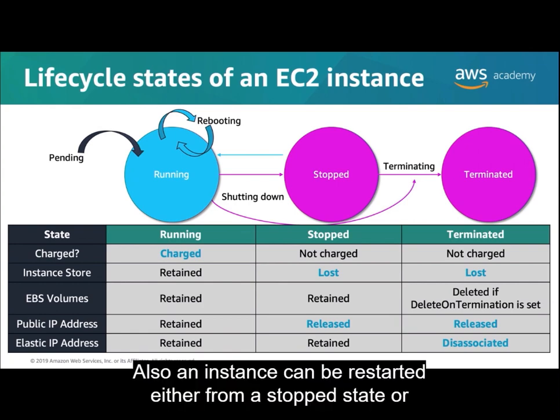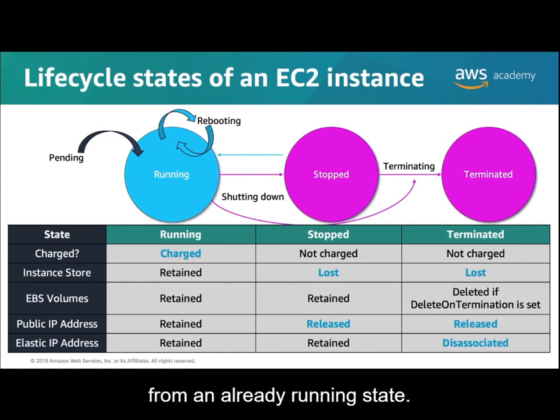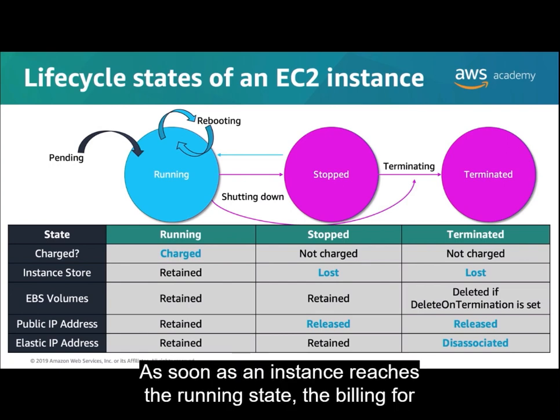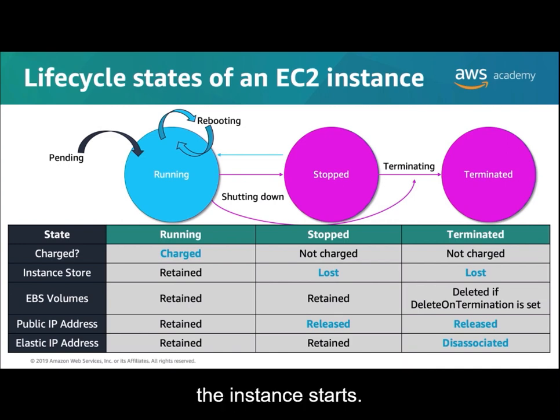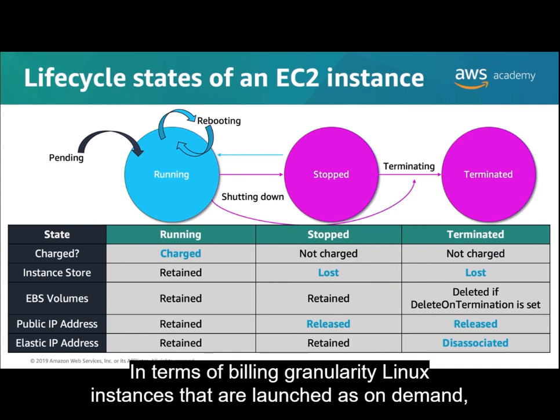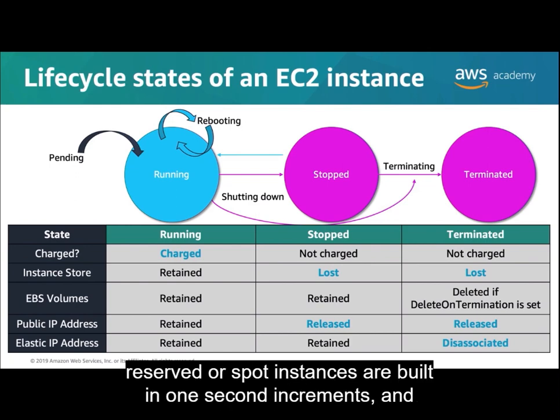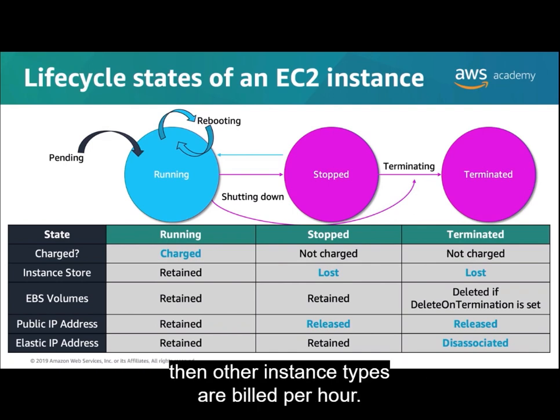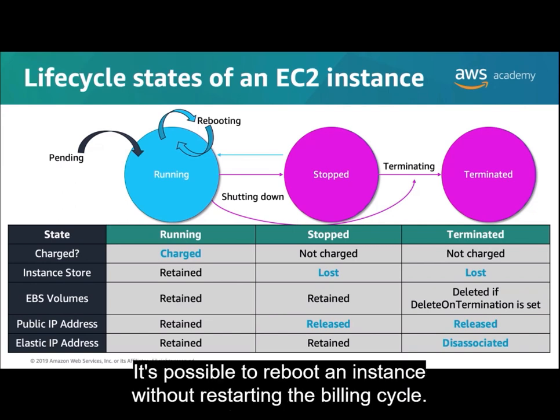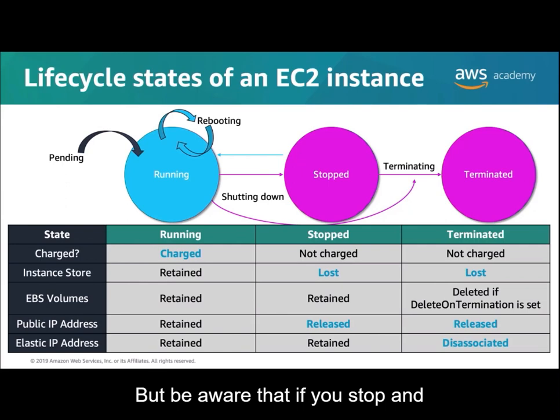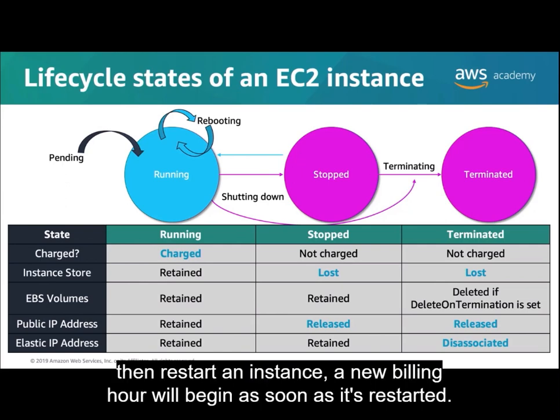Also, an instance can be restarted, either from a stopped state or from an already running state. As soon as an instance reaches the running state, the billing for the instance starts. In terms of billing granularity, Linux instances that are launched as on-demand, reserved, or spot instances are billed in 1-second increments, and then other instance types are billed per hour. It's possible to reboot an instance without restarting the billing cycle, but be aware that if you stop and then restart an instance, a new billing hour will begin as soon as it's restarted.